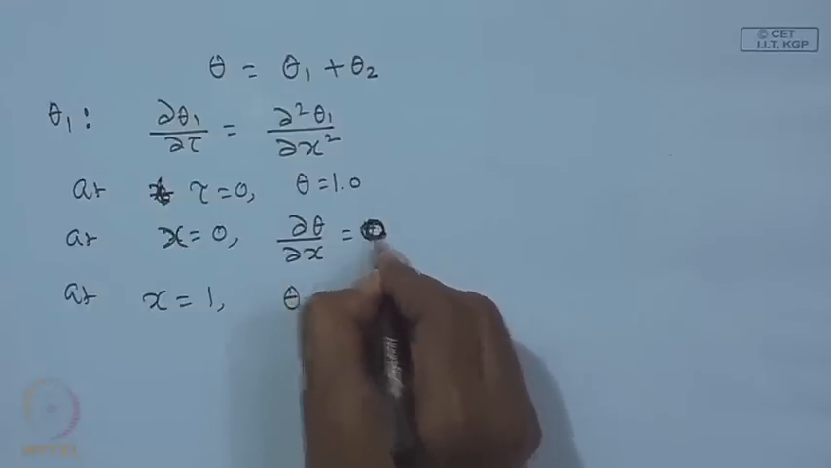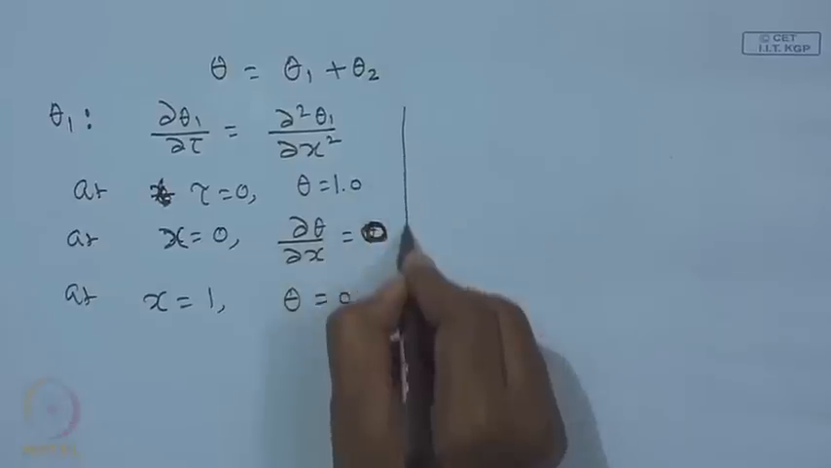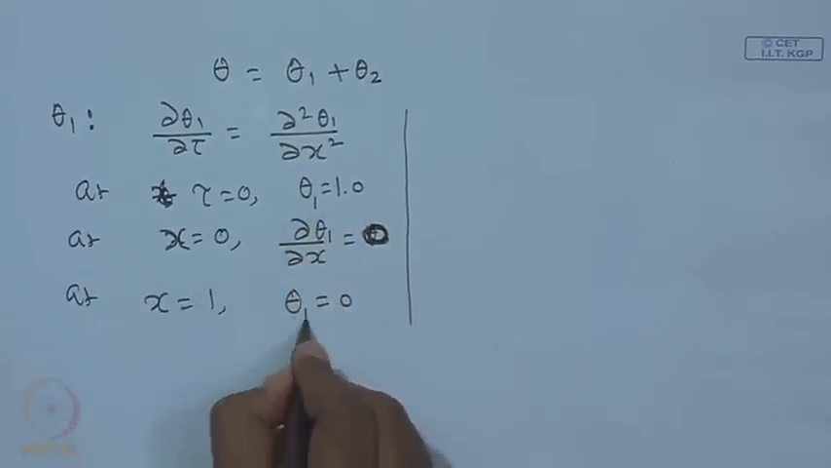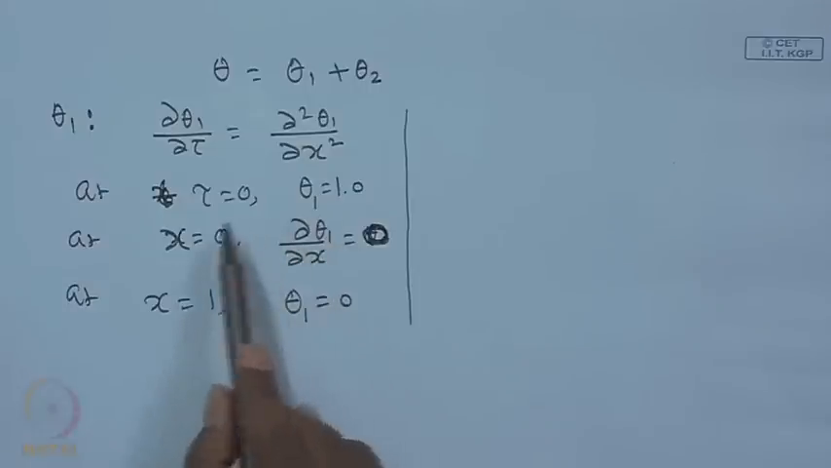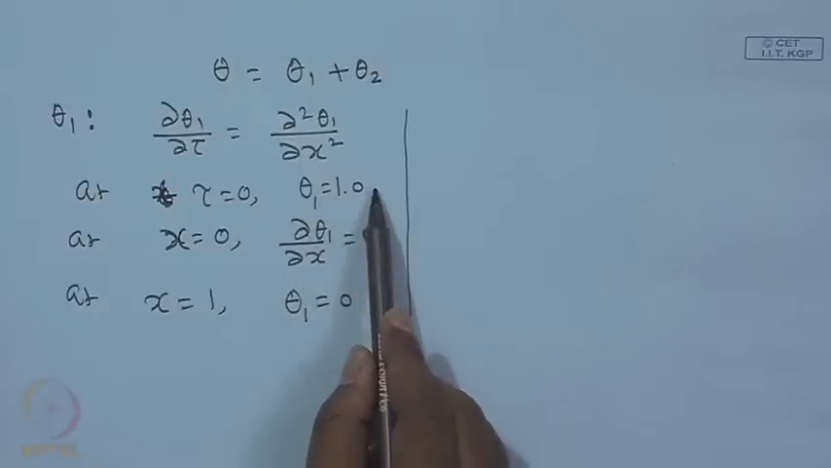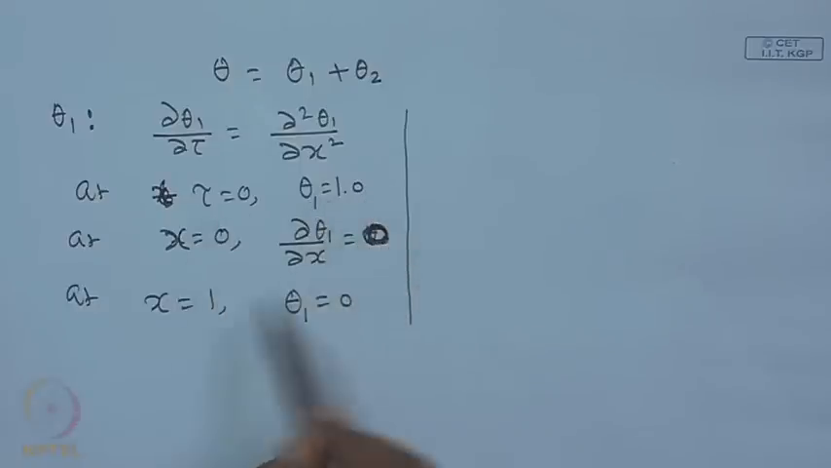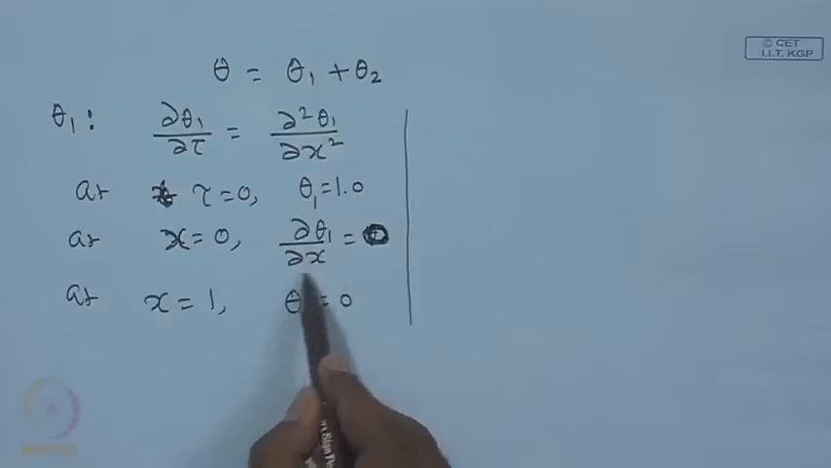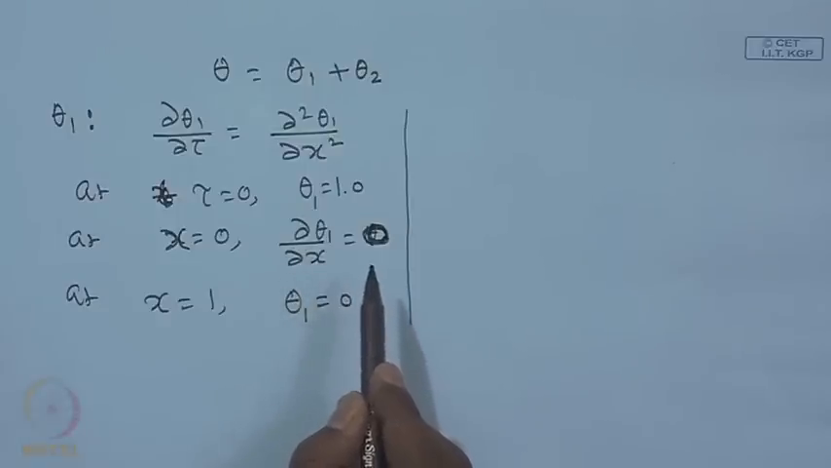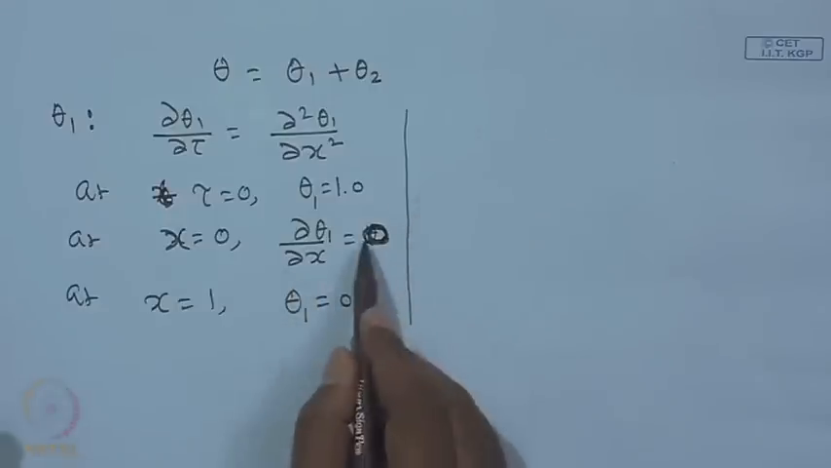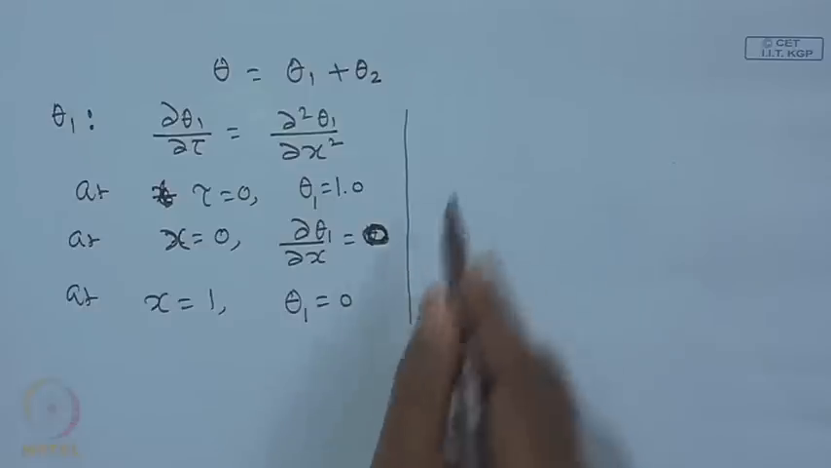We force this boundary condition to be 0. So, for theta 1, we make these boundary conditions: at tau is equal to 0, theta 1 equal to 1, we keep this non-homogeneity with theta 1, and at x is equal to 0, the non-homogeneous boundary condition del theta 1 del x is equal to theta naught, we force it to be 0. And at x is equal to 1, theta 1 is equal to 0. So, this non-homogeneity let us associate with the next problem.